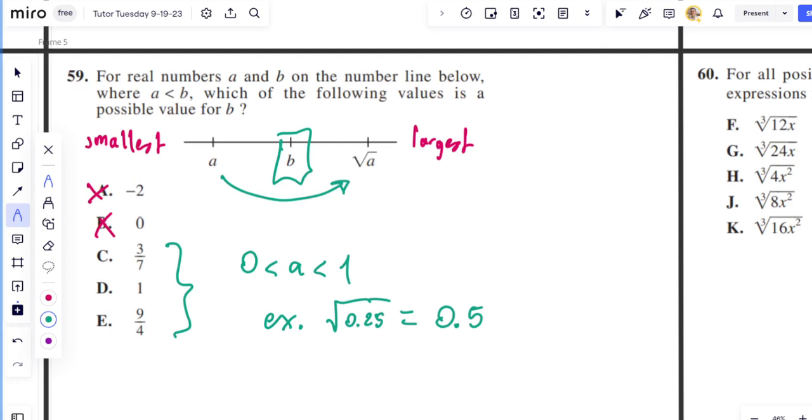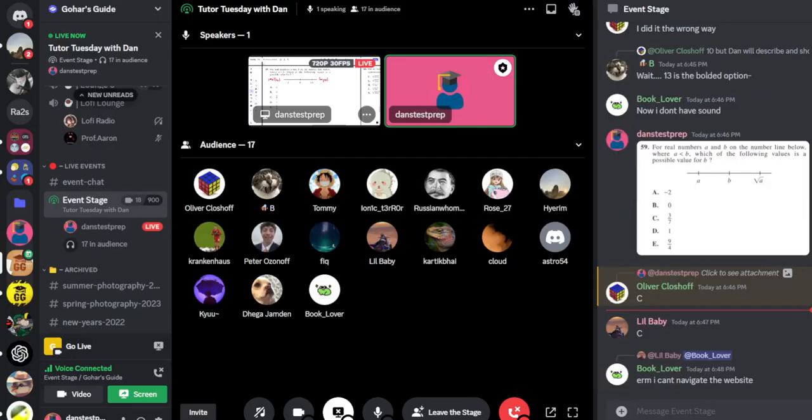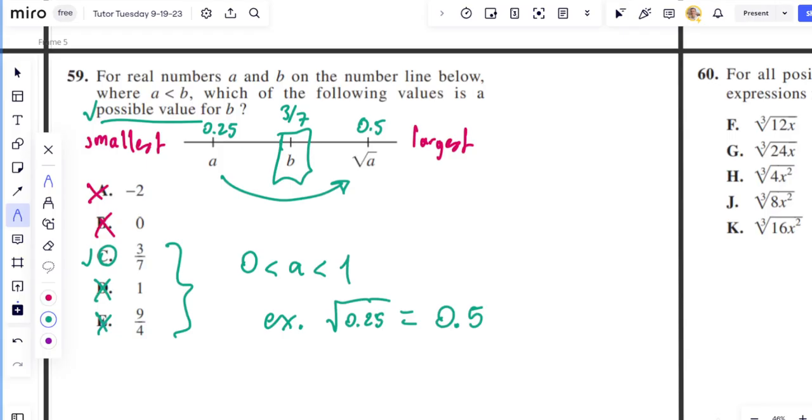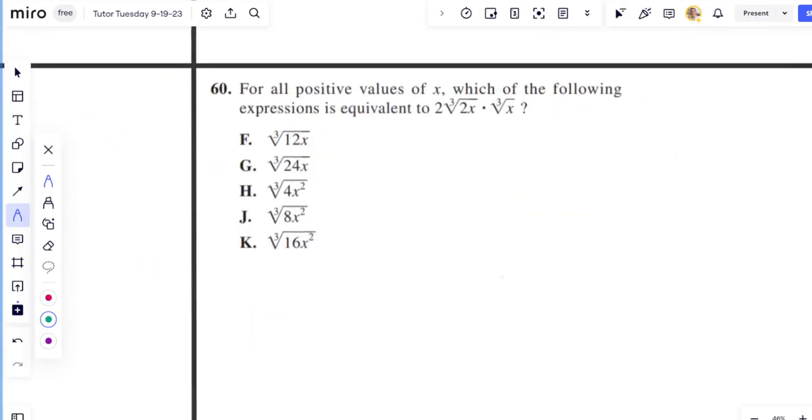And actually with this example, if we chose a equal to 0.25, the square root of a would be 0.5, and 3/7 would fit right in between those two numbers. It'd definitely be a possible value. So we're going to go with 3/7 for b here. Of course, we need something less than 1, so those ones would not work. Yep, whoever got C, that is correct.